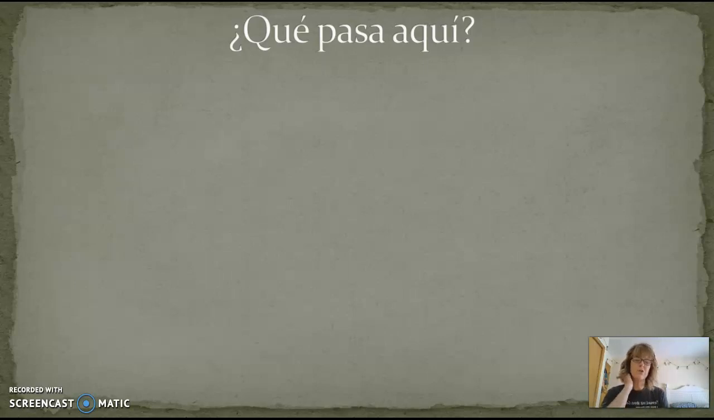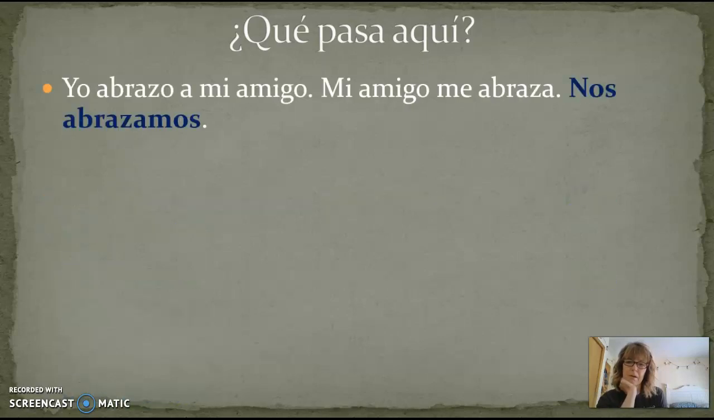So I want to show you some examples here, and then I want you to see if you can tell what's going on. Sometimes you'll see the se, sometimes you'll see a little nos. So tell me what's happening here. Yo abrazo a mi amigo. Okay, aquí es mi amigo imaginario. No tengo muchos amigos. Pero es mi amigo. Yo abrazo a mi amigo.